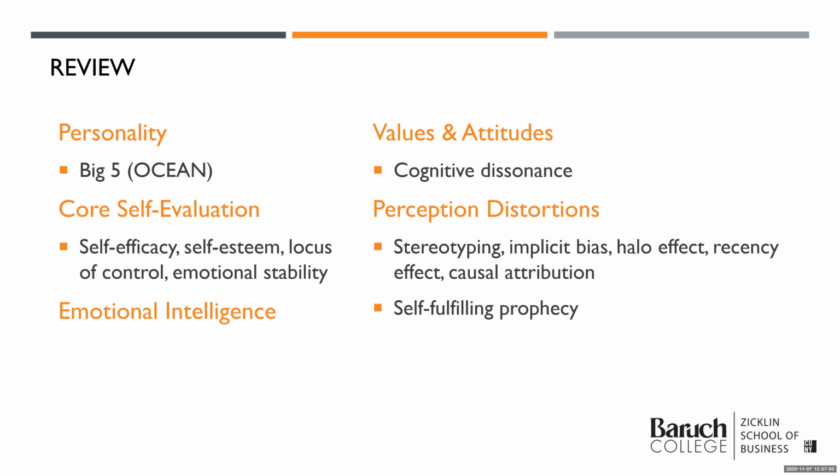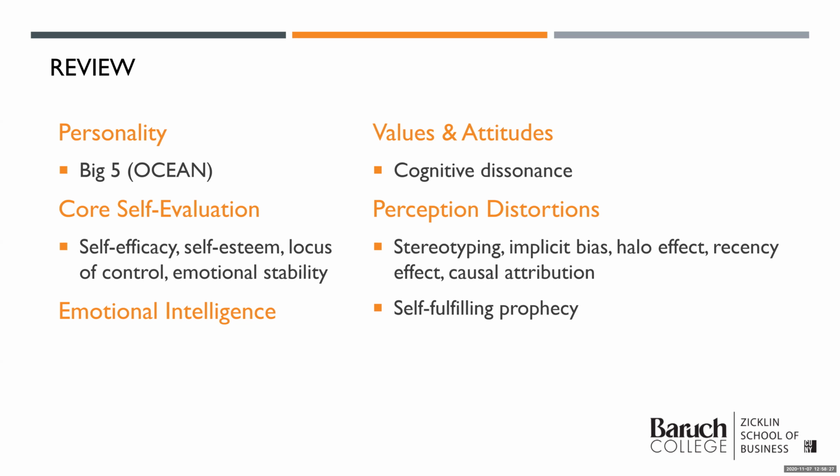Another way in which people differ is in their core self-evaluation. You want to increase an employee's core self-evaluation. This will improve their performance on the job, and this is something you can manage for. We talked about ways, for example, that you can increase a person's self-esteem or their self-efficacy. Emotional intelligence is another feature that people differ on, and it's another aspect of a person that can improve performance.